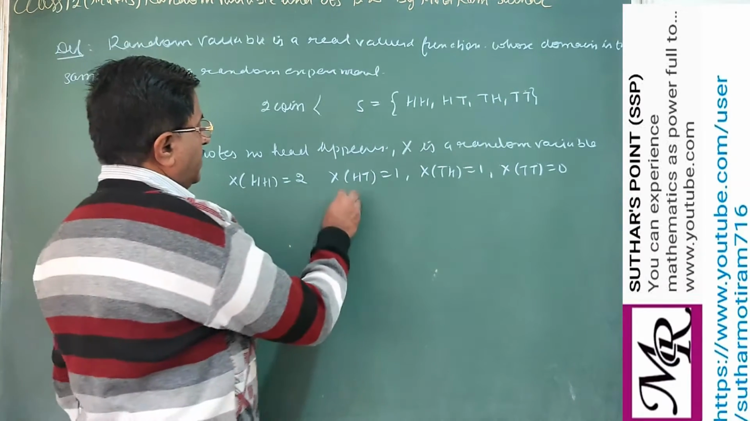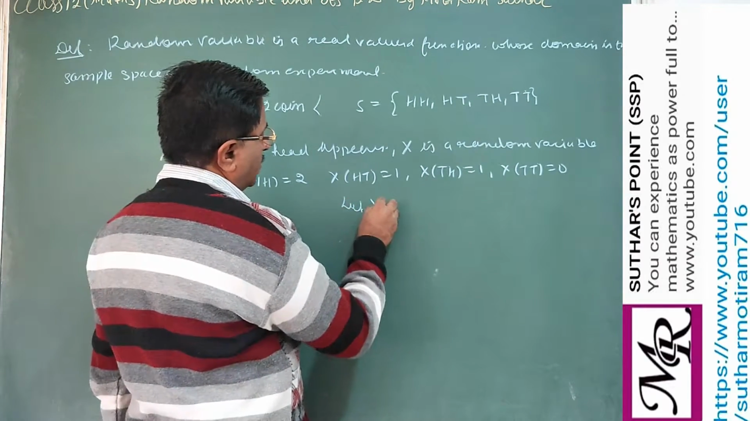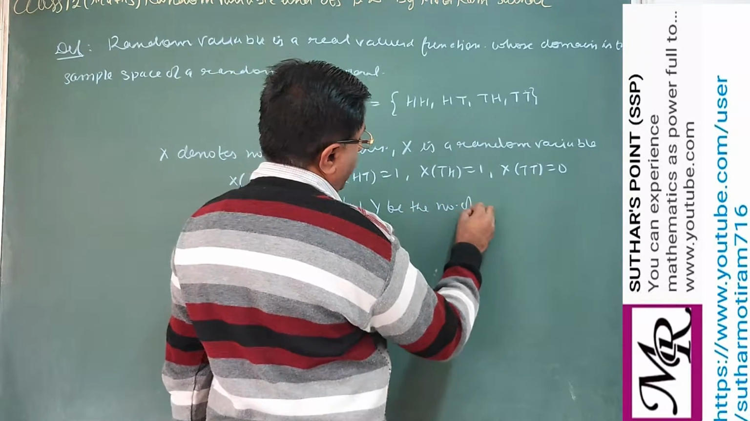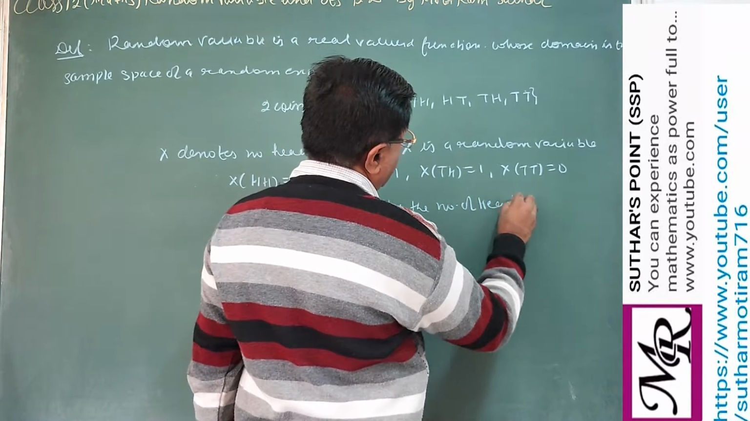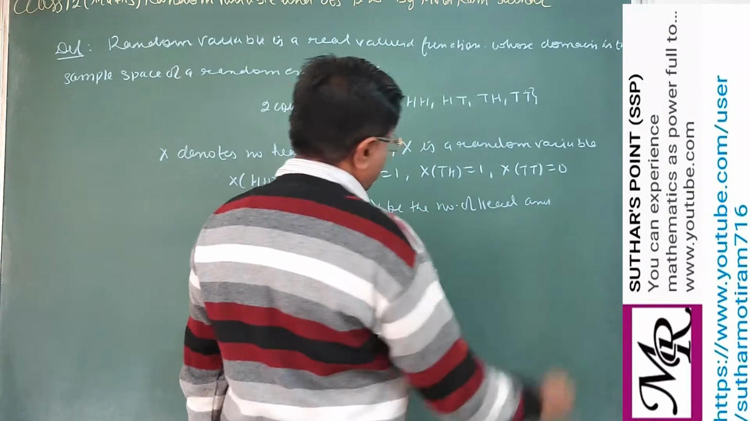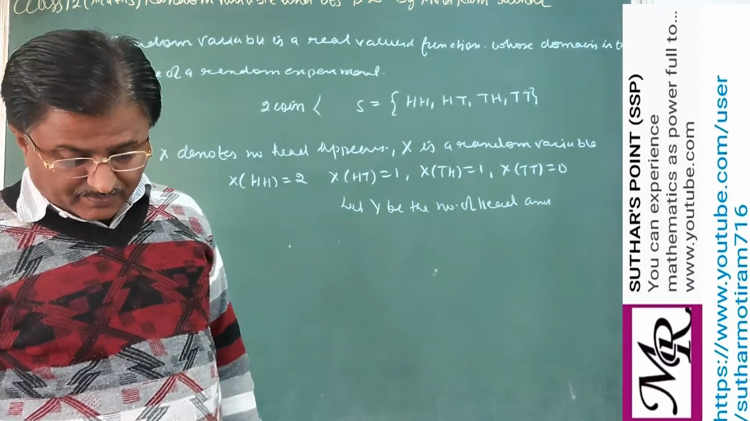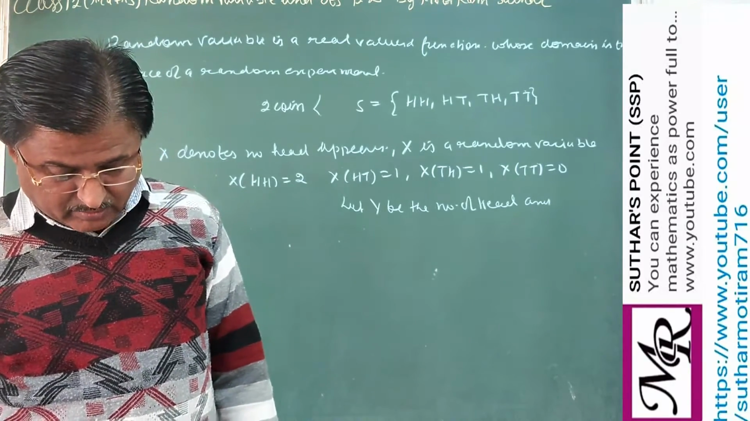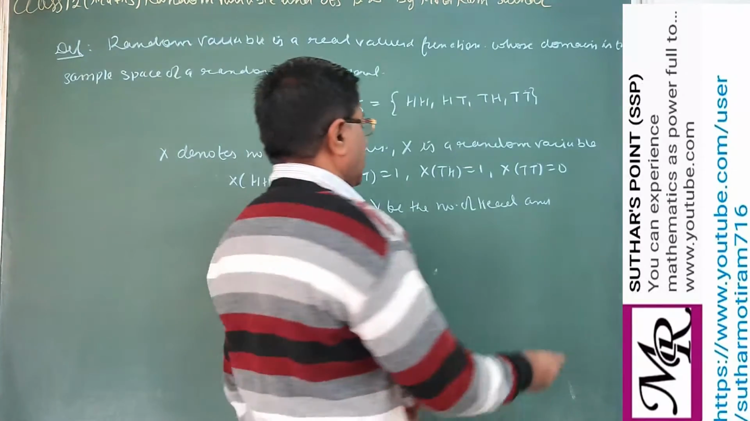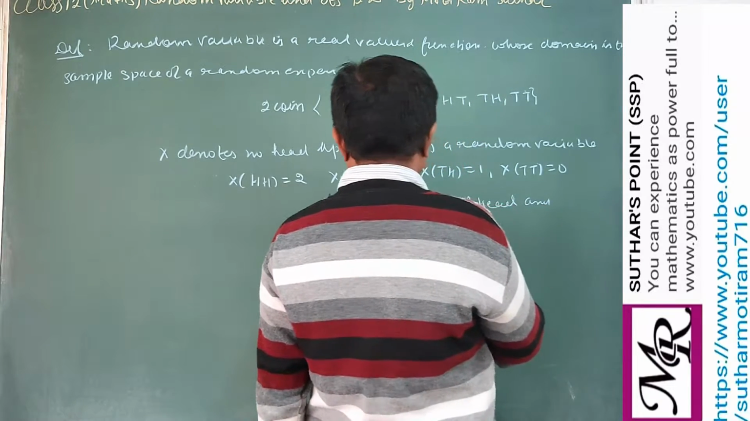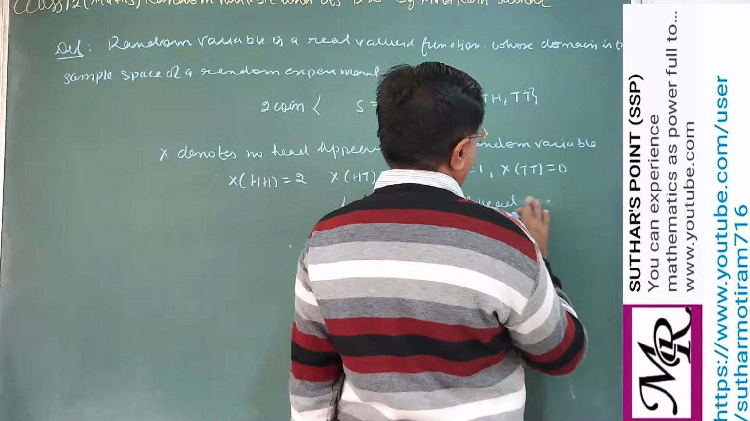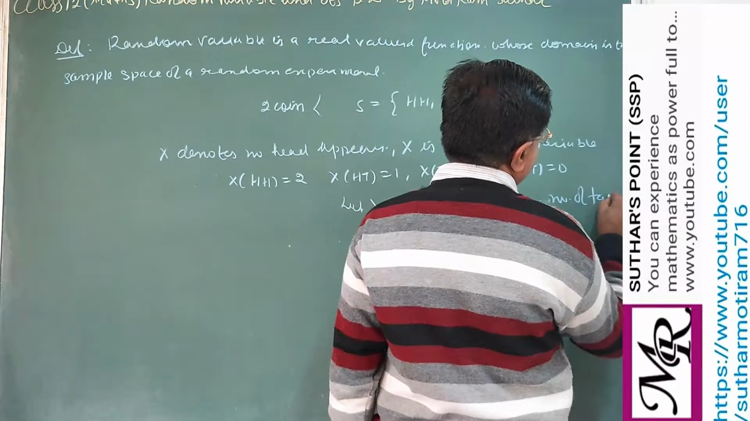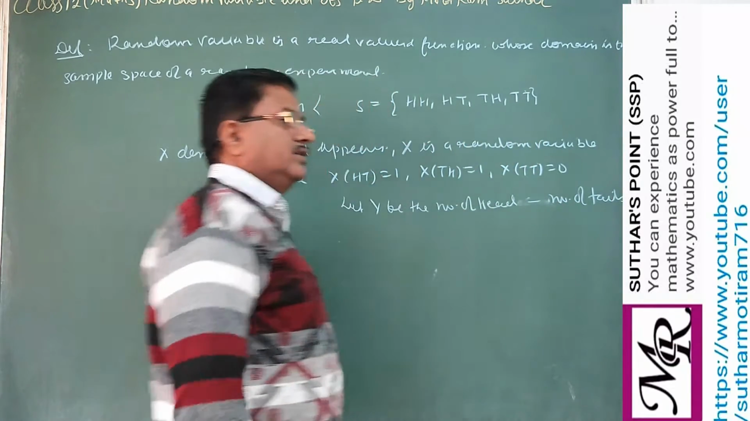And suppose that Y is the number of heads minus the number of tails. So Y denotes the number of heads minus the number of tails. You may write it this way also.